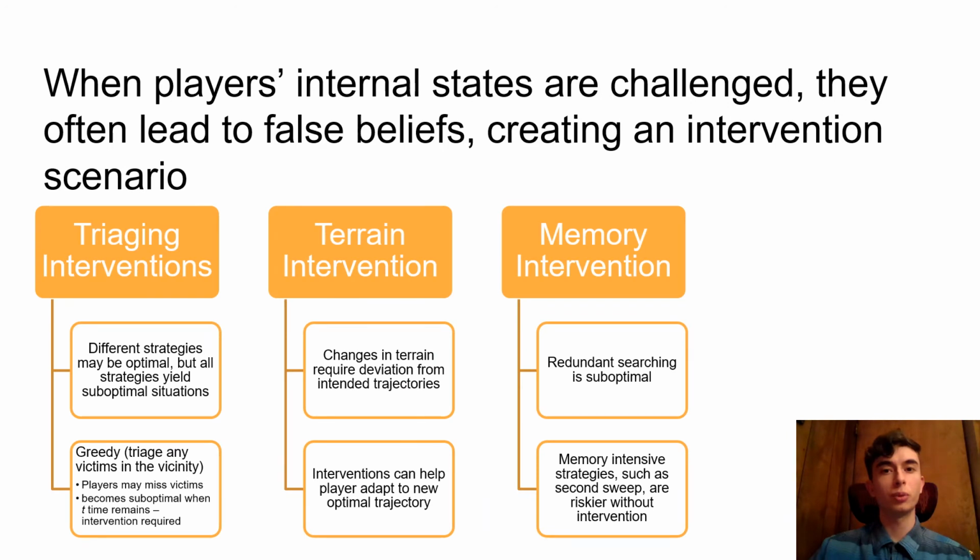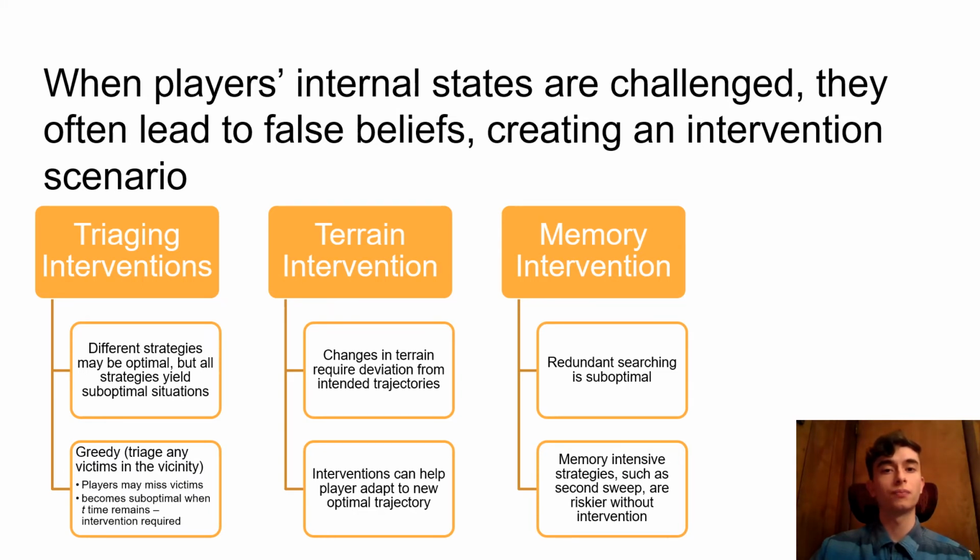The decisions in the previous graphic may lead to suboptimal behavior, especially when players' internal states are challenged. They often lead to false beliefs, creating an intervention scenario. With respect to triaging interventions, while different triaging strategies may be optimal, all strategies can lead to suboptimal situations. For example, in a greedy strategy, where players triage all the victims in the vicinity, players may miss victims, requiring an intervention.